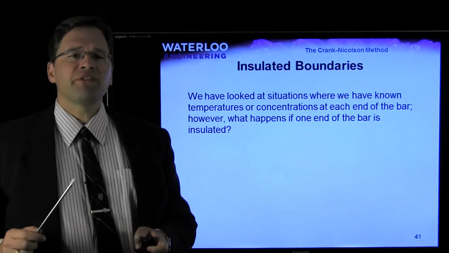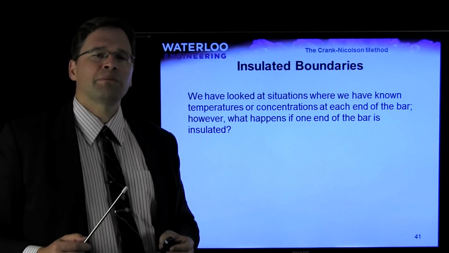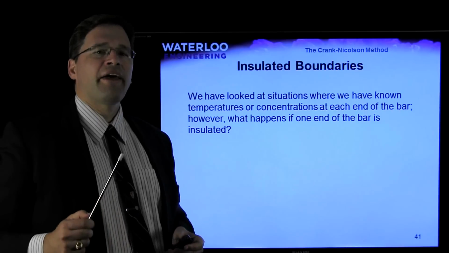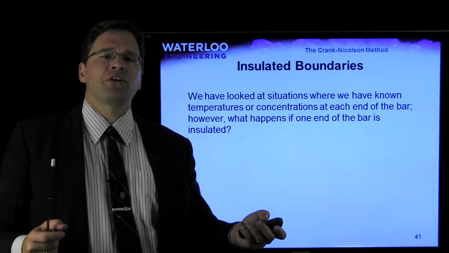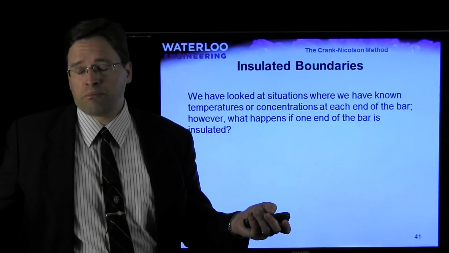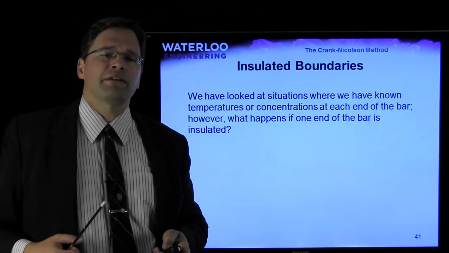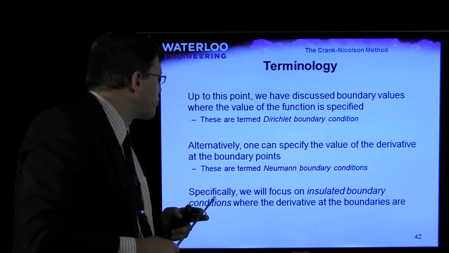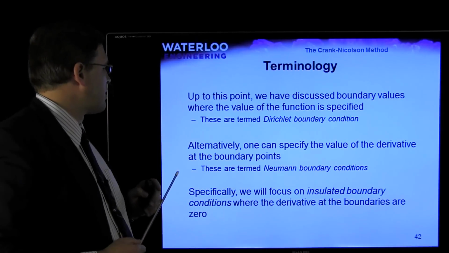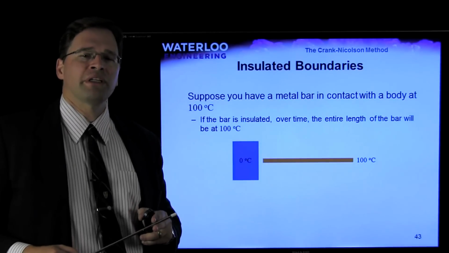However, we're going to simplify life a little bit by looking only at one specific case of Neumann conditions, and that's insulated boundary conditions. So what happens if you place a bar in contact with a body of heat, providing heat, but you insulate the other end? So we've looked at boundary conditions. Now we're going to look at Neumann conditions, specifically focusing on insulated boundary conditions.